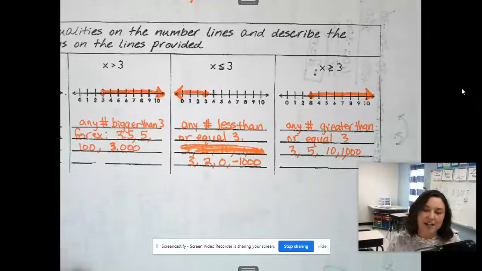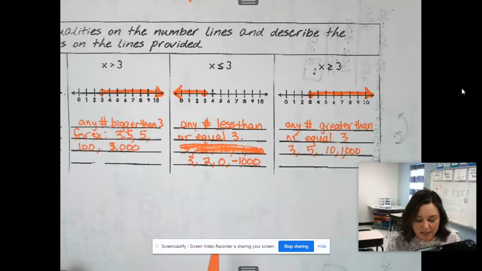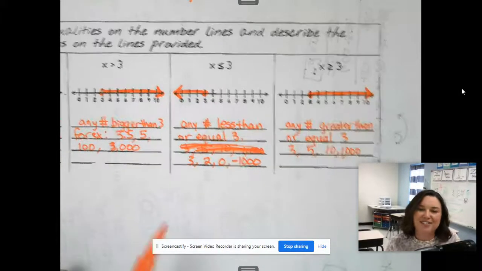So this is practice on shading, and we're going to do a little bit of practice with that, but I'll put the rest of the lesson in another video.